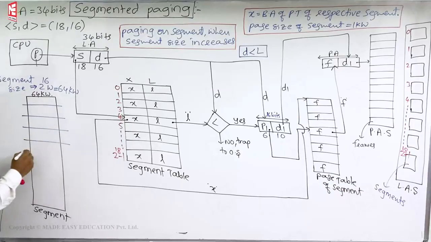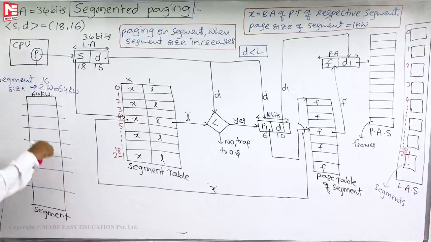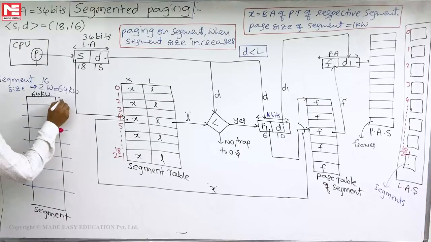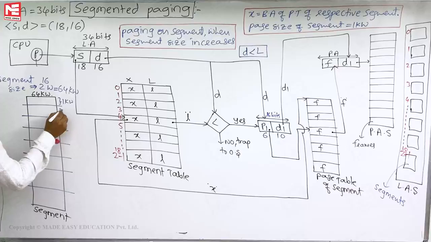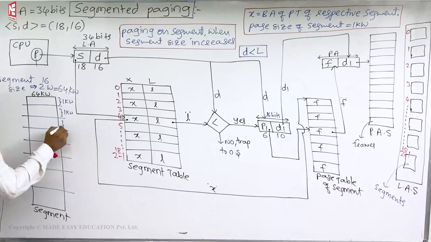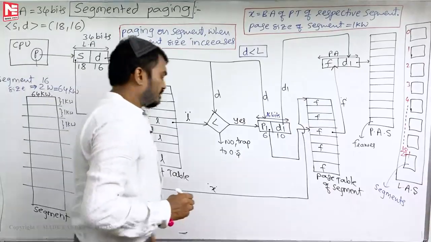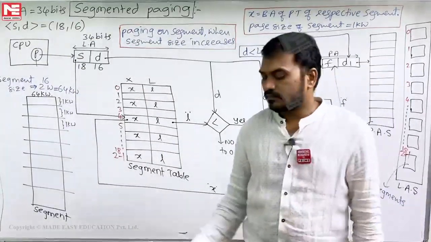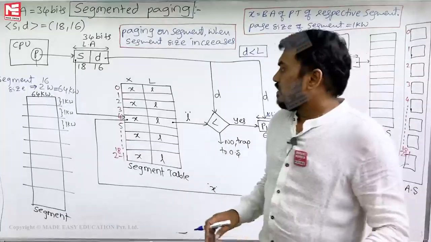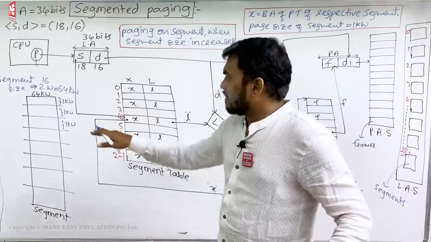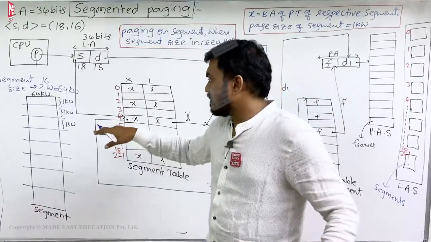So look here, I am applying paging on the segment. Please copy this. You already copied it, just divide it. Each page has how much size here? 1 kilowatts. Please copy this. You already copied it, just divide it like that, that's all.